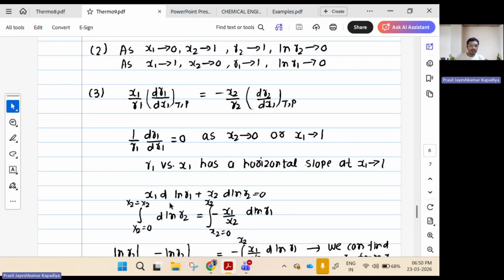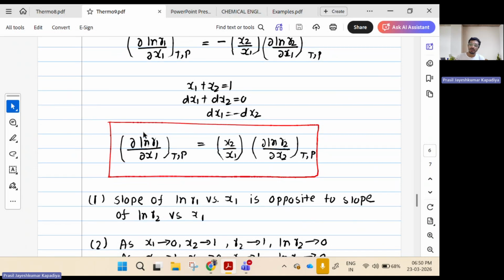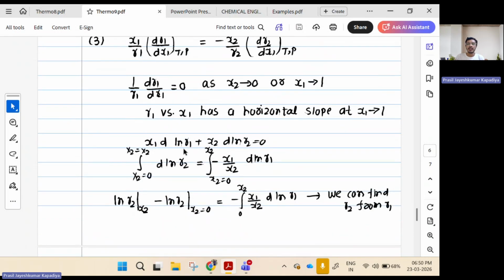I told you that if I know how gamma 2 varies with x2, I can find how gamma 1 varies with x1. Okay, so let's try to prove it. So x1 dln gamma 1 plus x2 dln gamma 2 is equal to 0. So I can write dln gamma 2 is equal to minus x1 by x2 dln gamma 1. Okay, so when x2 is equal to 0, and x2 is equal to some value, ln gamma 2 at any x2 minus ln gamma 2 at x2 equal to 0.